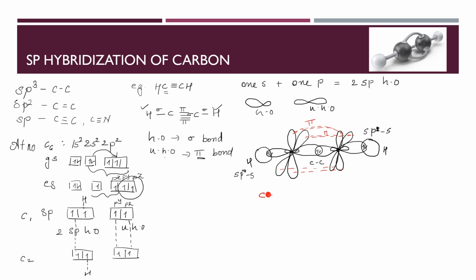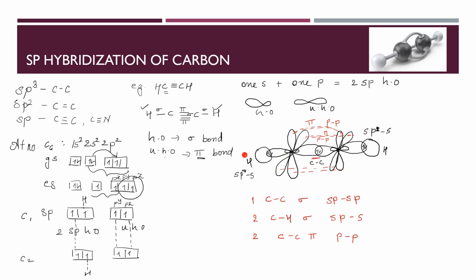So I'll write it over here. This is the sigma bond, sp-sp overlap. Then that's one. Then there are two carbon-hydrogen sigma bonds, sp-s overlap. And there are two pi bonds, not a double bond, two pi bonds. And what is the overlap? p-p overlap. Are you getting this? So this is your p-p overlap, okay, this is your p-p overlap. This sigma bond is your sp-sp overlap.